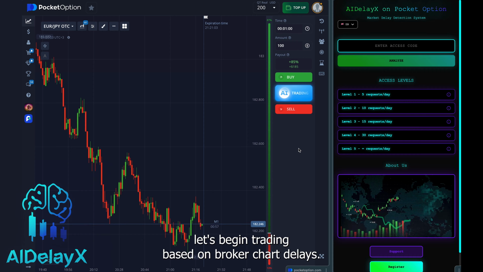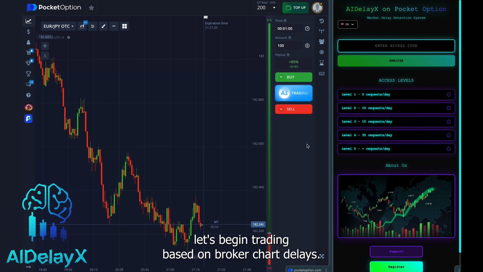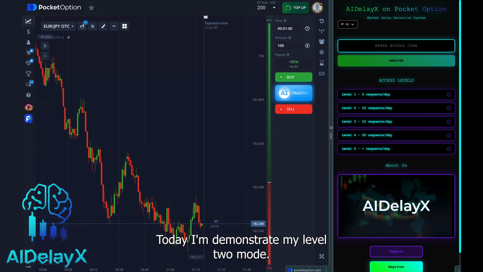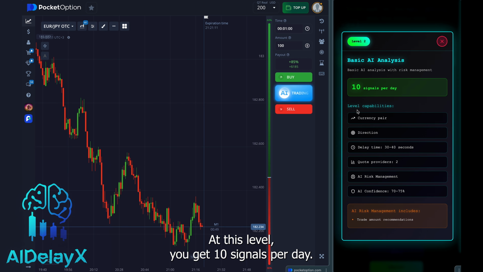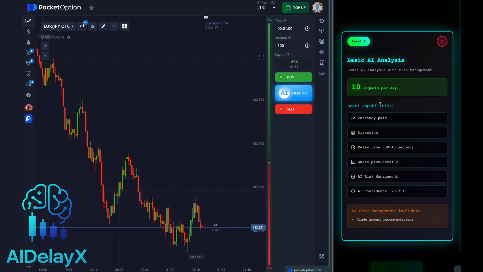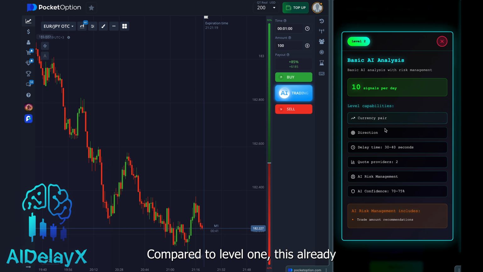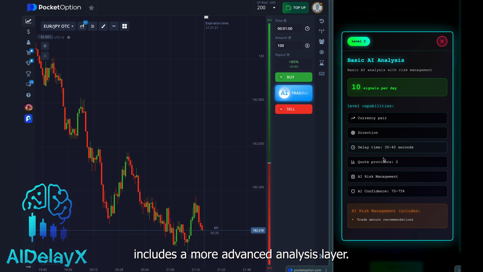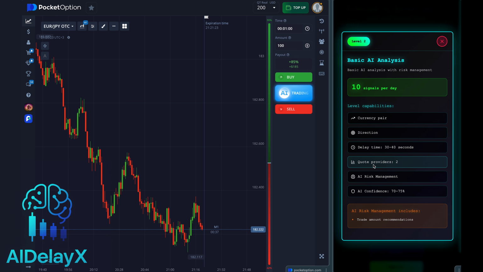All right, let's begin trading based on broker chart delays. Today, I'm demonstrating my level 2 mode. At this level, you get 10 signals per day, and my data comes from 2 independent quote providers. Compared to level 1, this already includes a more advanced analysis layer.